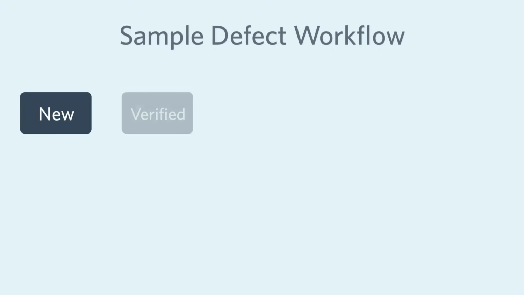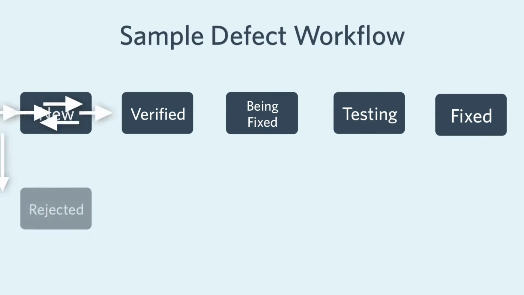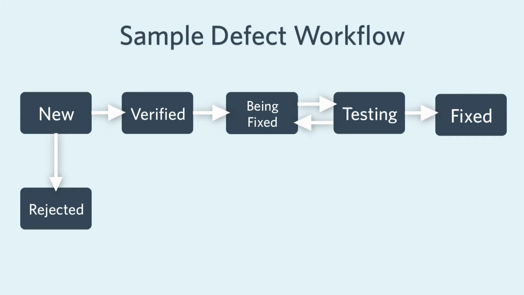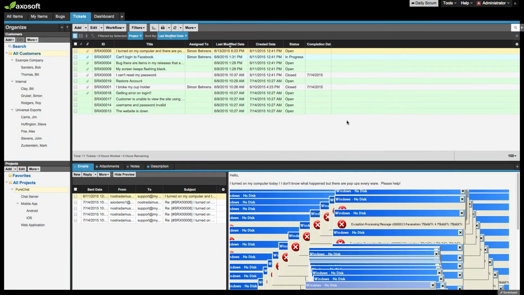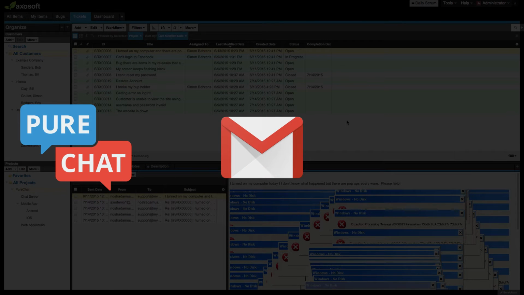Workflow is how you manage your activities. Once we go over one example, you'll know how to manage any workflow in Axosoft. Let's start by continuing with our Pure Chat example. In this example, Pure Chat customers email our support questions to support@purechat.com, which Axosoft converts into a ticket.